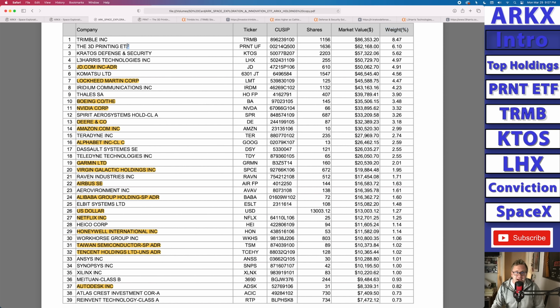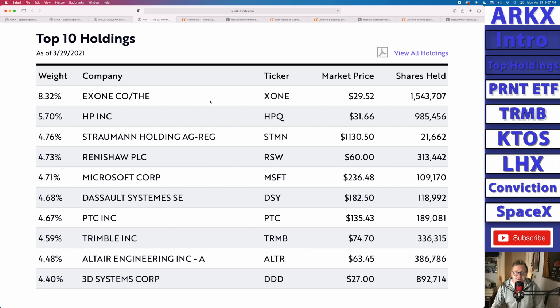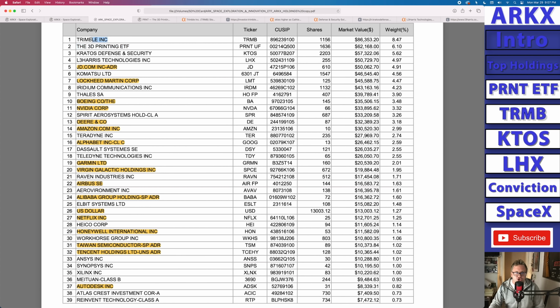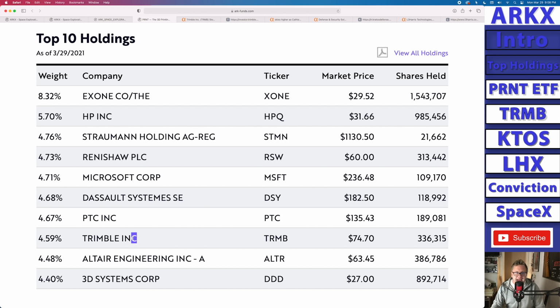Now, the first thing I want to point out is actually the second biggest holding in this is the 3D printing ETF owned by, guess who? ARK Invest. So the second highest holding is actually an ETF that ARK already operates. And you notice here that the top holding is Trimble Incorporated, ticker symbol TRMB. We'll take a look at their financials here in just a second, but notice that is in the top 10 holdings here as well. And there's other companies. So you're actually getting kind of double exposure here. So that was interesting, I thought.